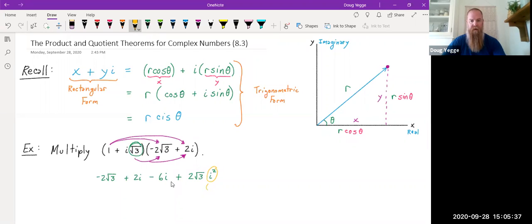So since i squared is negative 1, then really what we're doing is combining our like terms of negative 2 root 3 and negative 2 root 3, which gives me a total of negative 4 root 3. And now we're combining our like terms of 2i and negative 6i, which gives me the answer of negative 4i. And therefore, that again is in rectangular form. So I started with two numbers that were in rectangular form, multiplied them, and notice that when we multiplied them, we ended up getting a new complex number, again in rectangular form.